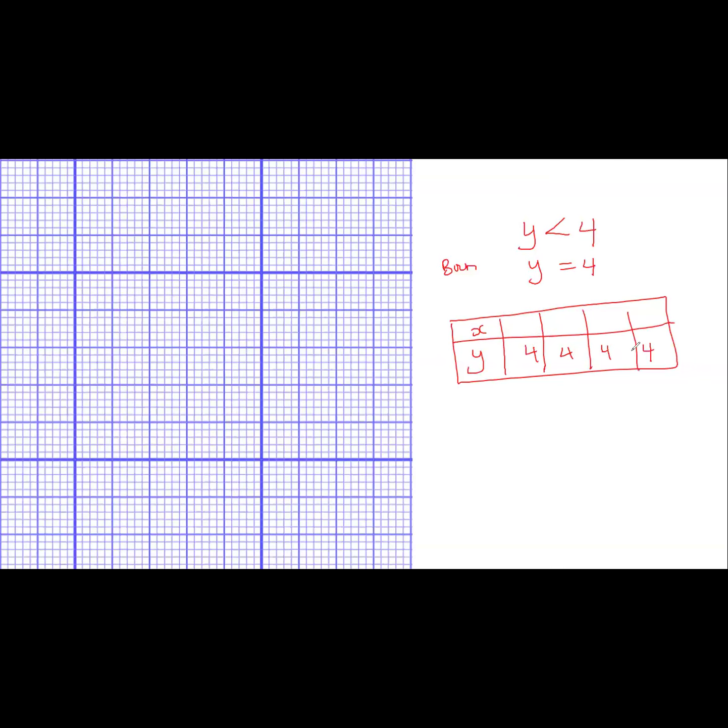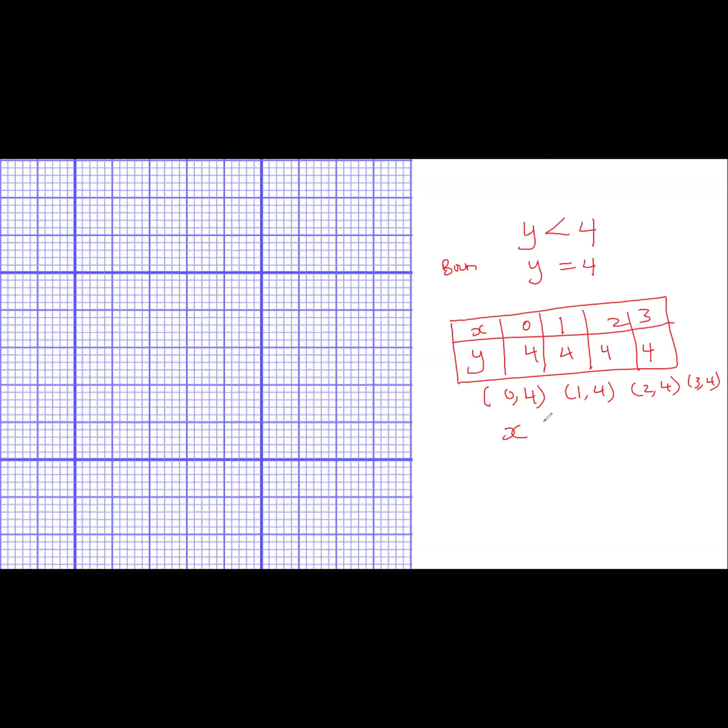Y is not changing. But for X, put any value of your choice. You can put 0, 1, 2, 3. But Y doesn't change. Y is constant. So when you go to your graph to plot, you'll plot 0, 4, you'll plot 1, 4, you'll plot 2, 4, and you'll plot 3, 4. That line will just be a straight line.